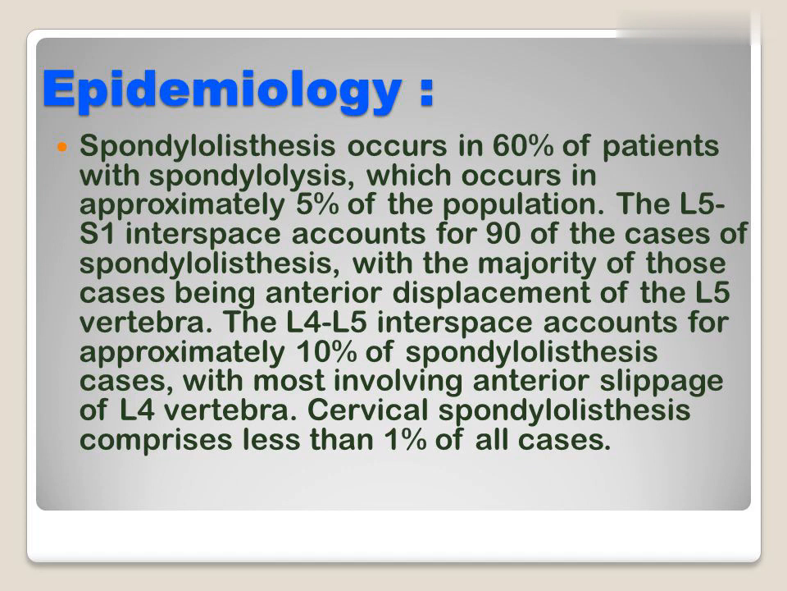Epidemiology: spondylolisthesis occurs in 60% of patients with spondylolysis, which occurs in approximately 5% of the population. The L5-S1 interspace accounts for 90% of the cases of spondylolisthesis, with the majority of those cases being anterior displacement of the L5 vertebra. The L4-L5 interspace accounts for approximately 10% of spondylolisthesis cases, with most involving anterior slippage of the L4 vertebra. Cervical spondylolisthesis comprises less than 1% of all cases.